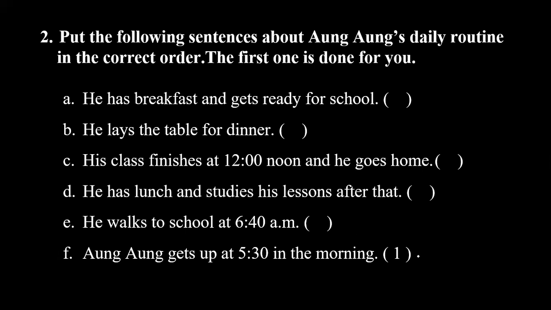Number one, he gets up at 5:30 in the morning. He has to put his activities in order. When he's ready, he goes to breakfast. Number two, Dobby gets ready for school.